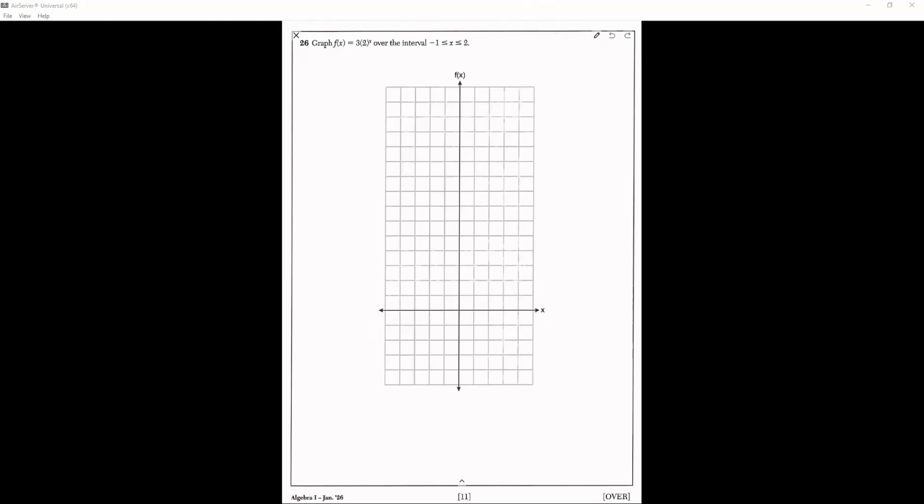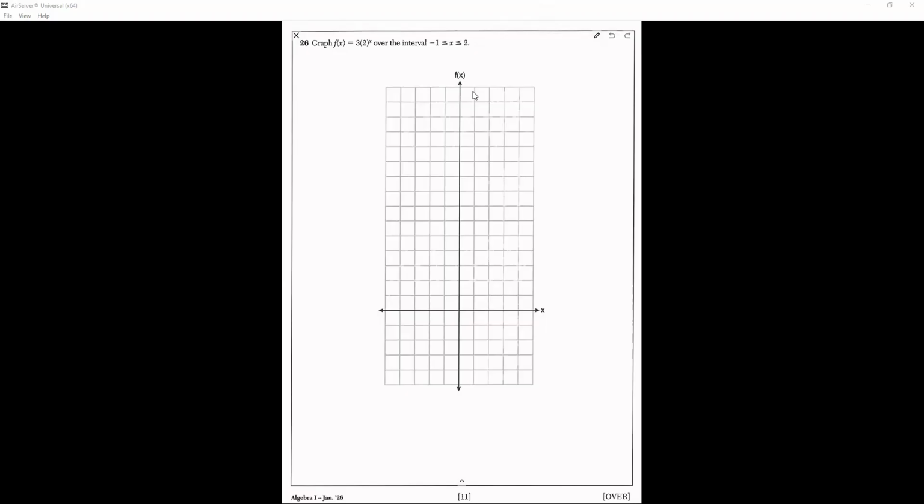I am going to do question 26 from the January 2026 Regents exam, Algebra 1 Regents exam. They've given us an exponential function, and they want us to graph it over the interval a -1 to a +2. Now, a lot of students struggle because they're not sure what that interval notation means, and they basically just wind up graphing the entire graph.